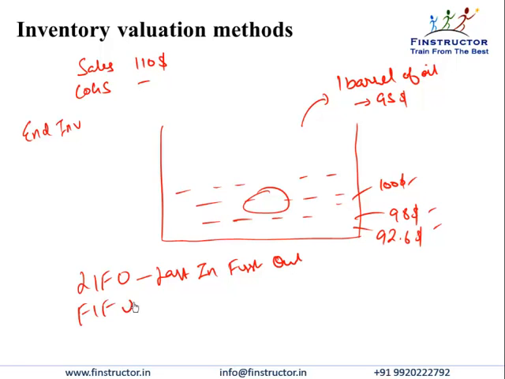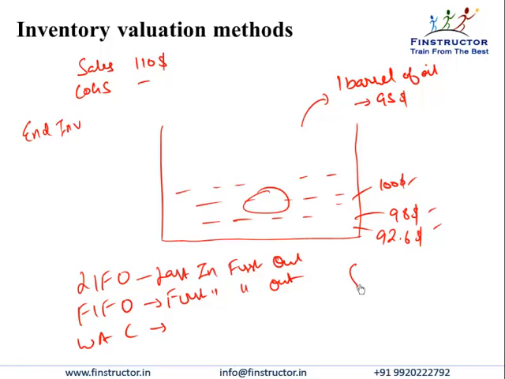FIFO assumes that the oil purchased first was the first to be sold. Weighted average cost assumes that all oil sold was at the weighted average cost, and what is remaining is also at the weighted average cost.